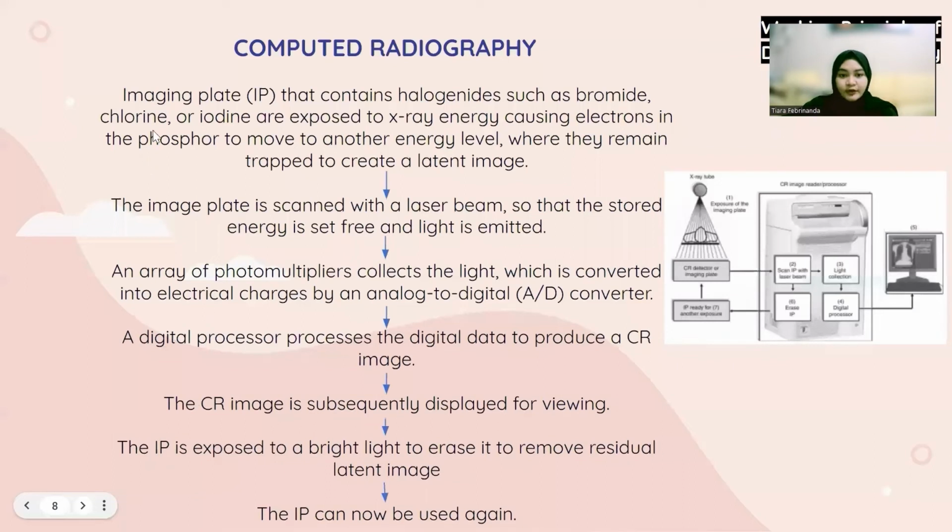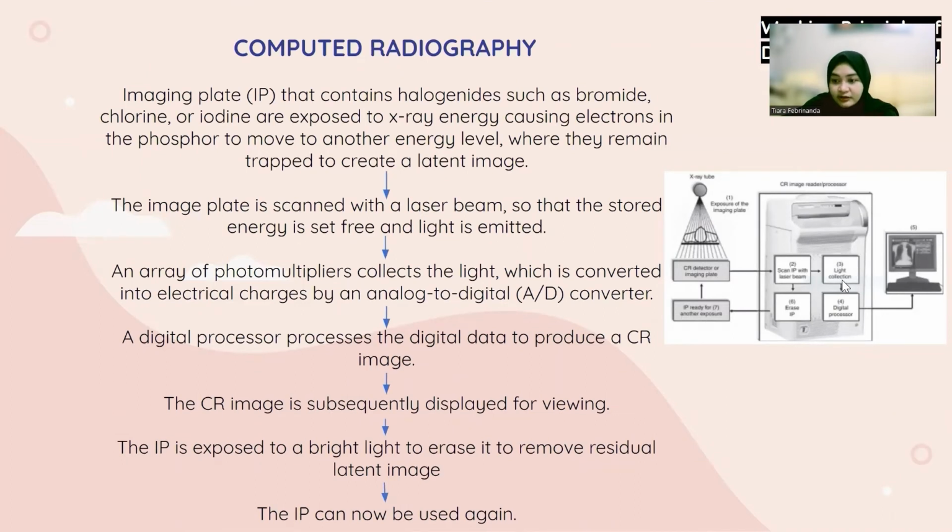And the next is computed radiography. The first is the imaging plate (IP), which contains halides such as bromide, chlorine, and iodine, and is exposed to X-ray energy, causing electrons in the phosphor to move to another energy level where they remain trapped to create a latent image. This is the first step, and the second step is to scan the IP with a laser beam, and then light collection.